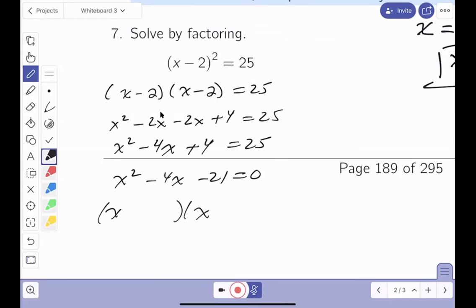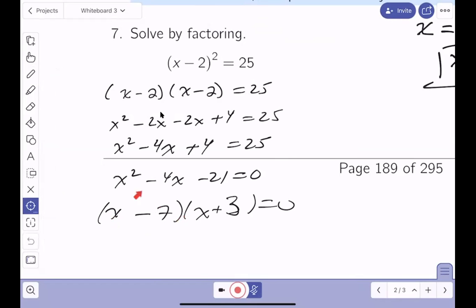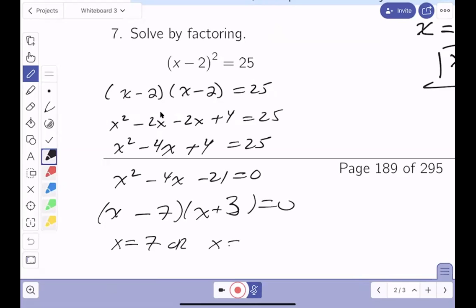I got the 0. I'm gonna factor it now if I can. Let's see, 21, probably 3 and 7. Minus plus. Let's see if that works. X times x, x squared. 3 minus 7 is minus 4. That worked. And you do get minus 21. What's the answer? X equals 7, or x equals minus 3.